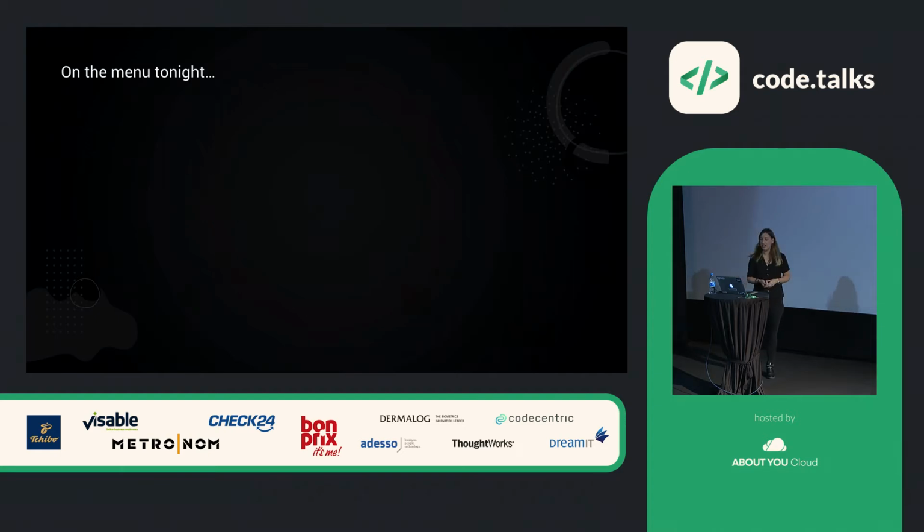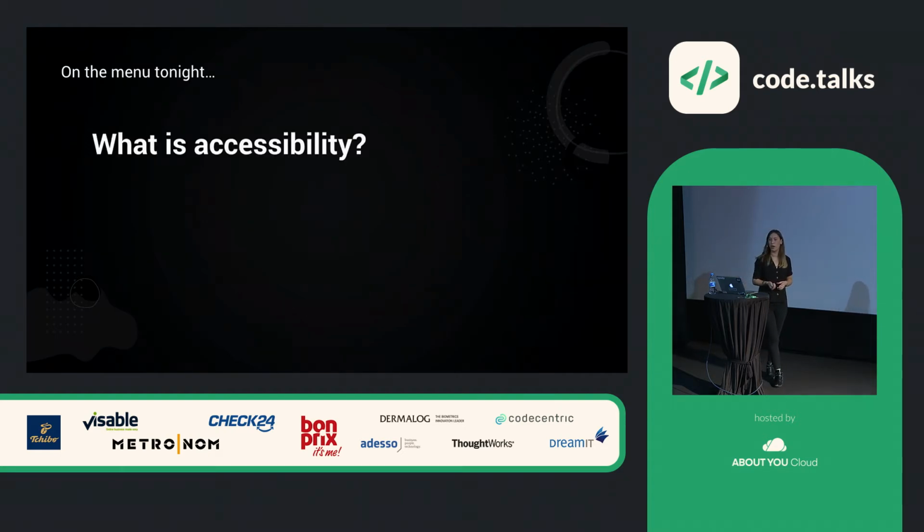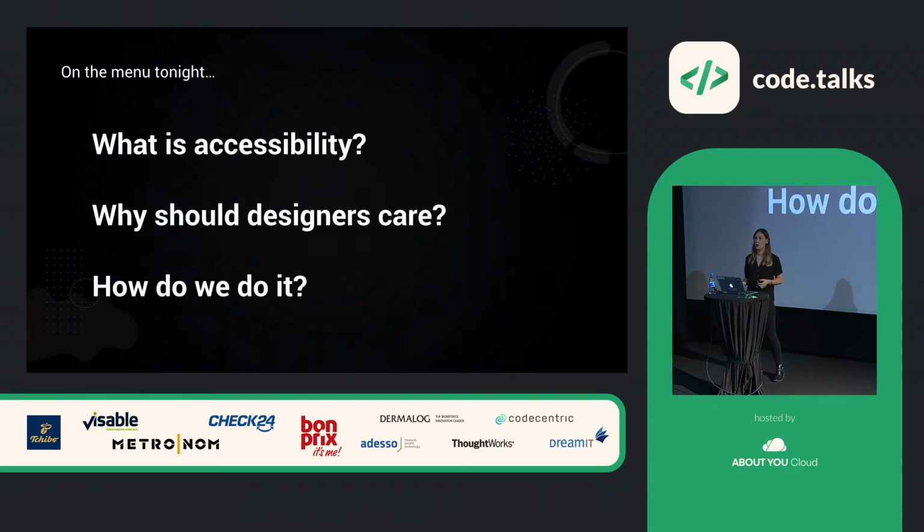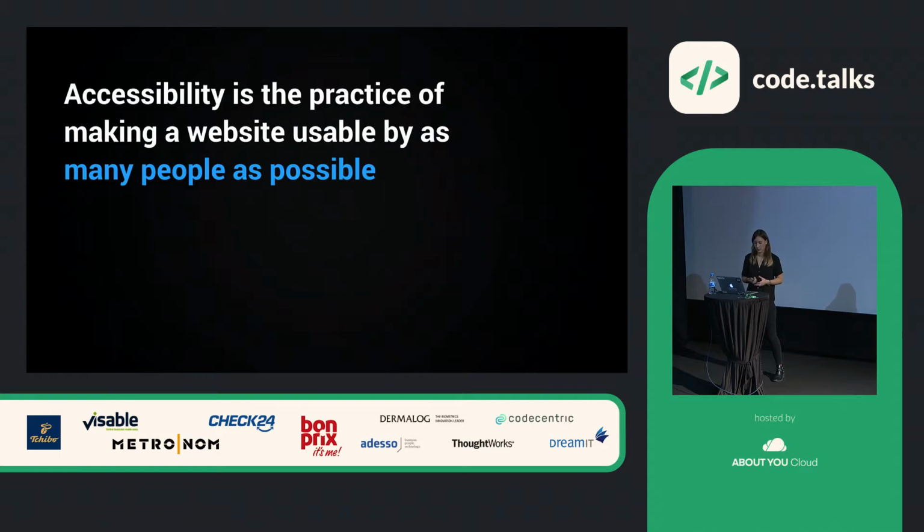So what we're going to do today, we're going to look at what is accessibility, why designers should care about accessibility. And finally, how do we do it? Here, we're going to get very practical, and we're going to look at some resources.